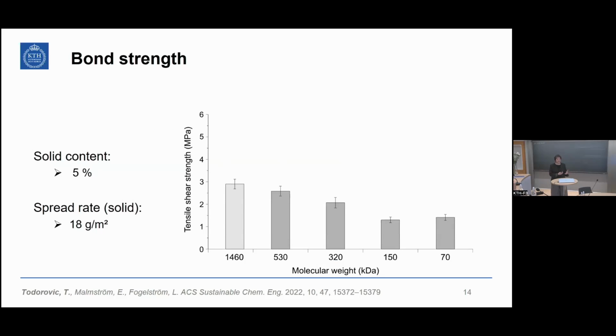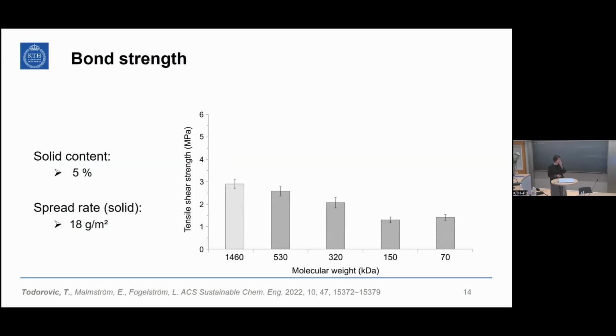So now coming to the adhesive preparation and bond strength. In the first group of adhesives, we prepared adhesives with 5% solid content. It's very low for adhesives, but because we used non-hydrolyzed locust bean gum with very high molecular weight, it has very high viscosity at very low concentrations. So we cannot achieve solid content higher than 5% for that adhesive.